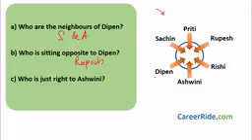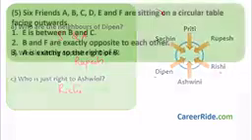Okay. Who is just right? He is just right to Ashwini. Just right to Ashwini means immediately to the right of Ashwini. That is Rishi. Okay. See how easily we got the answers.